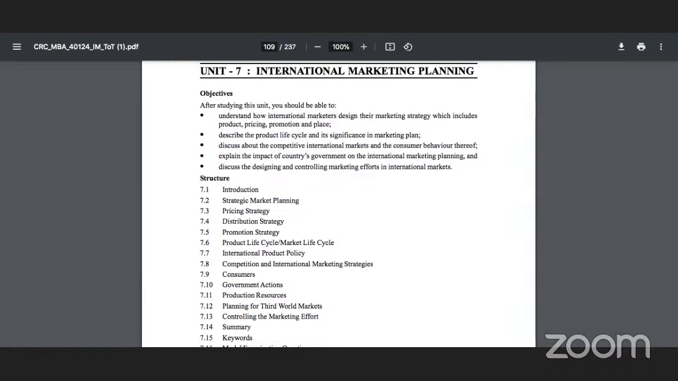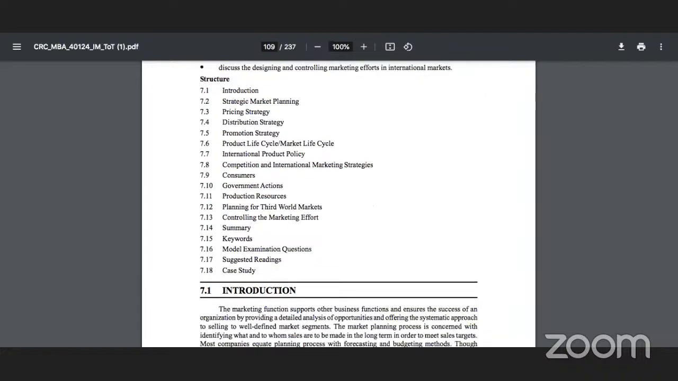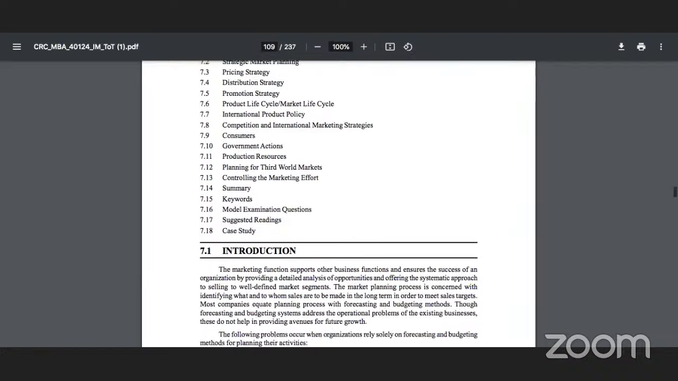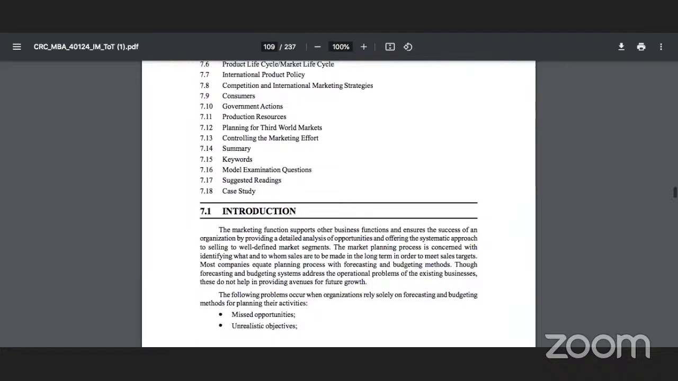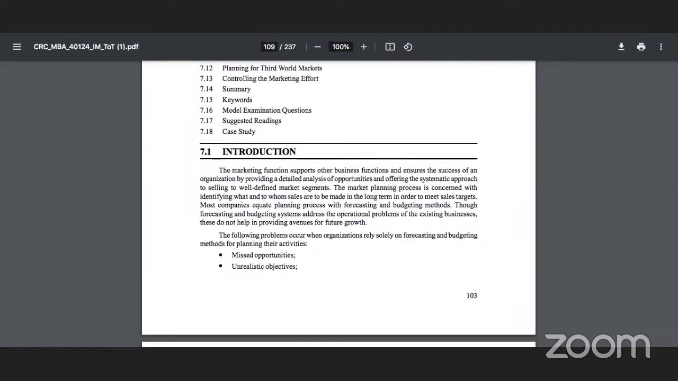So the structure will be in terms of introduction, strategic market planning, pricing, distribution and promotional strategies, product life cycle, or what is also called market life cycle, then international product policy, competition and international marketing strategies, consumers, government action, production resources, planning for third world markets, and controlling the marketing effort. This will be followed by a final summary. So let us start off today's session by looking at the introduction.